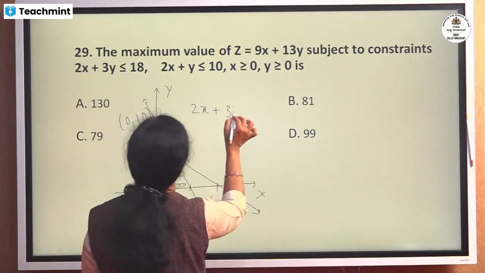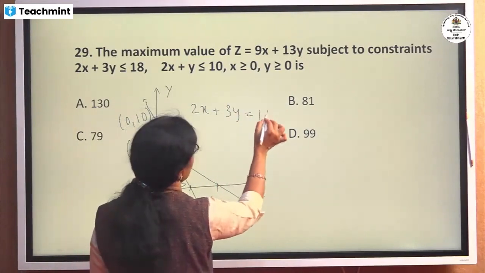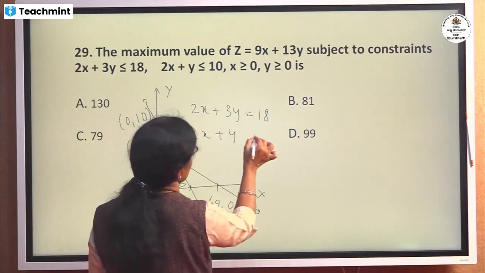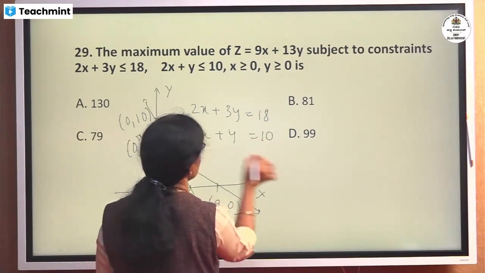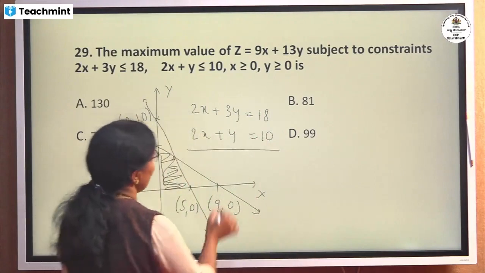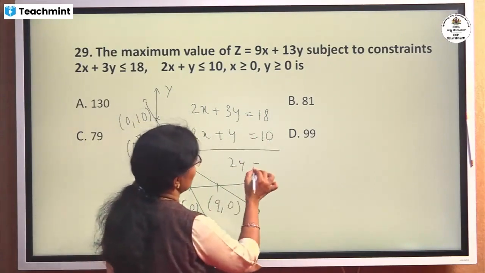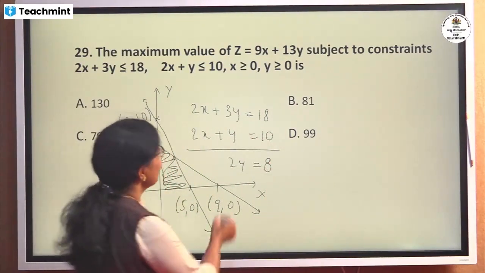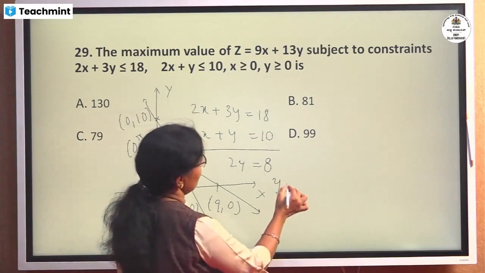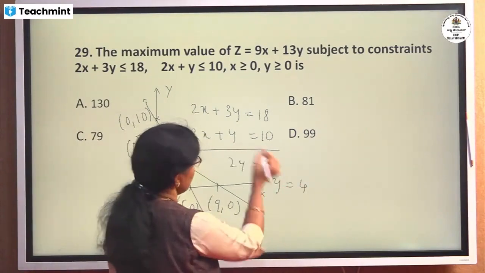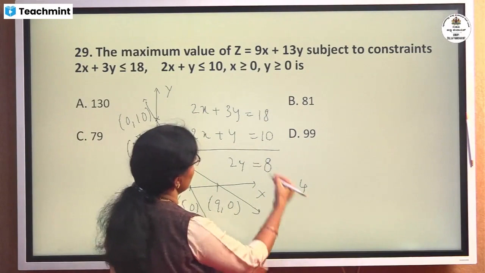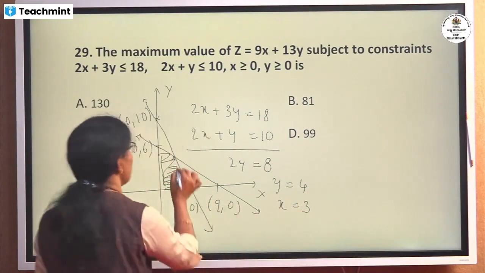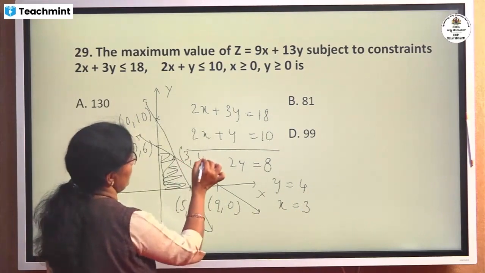2x plus 3y is equal to 18 is one equation, and then 2x plus y is equal to 10. Yes, it's also very easy. 2x and 2x cancel. And 2y is equal to 8. Sorry, 2y is equal to 8. Therefore, y is equal to 4. Then 2x is equal to 10 minus 4. x is equal to 3. So, this is the point 3, 4.